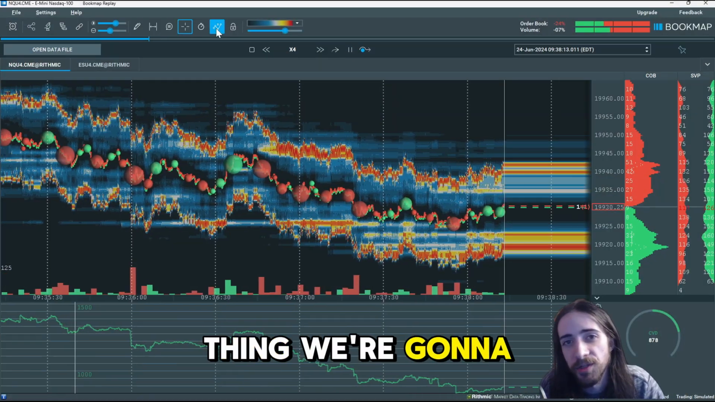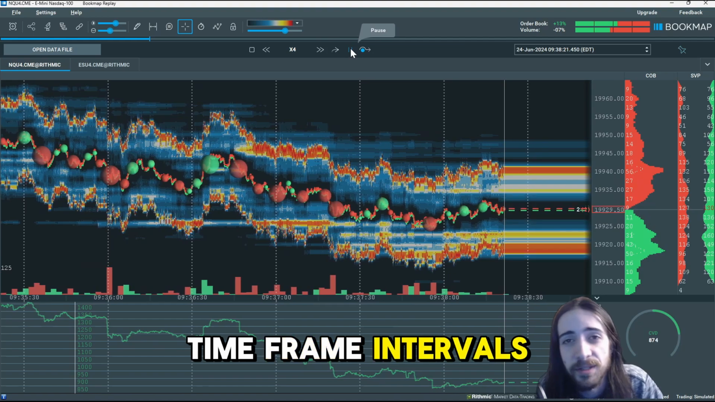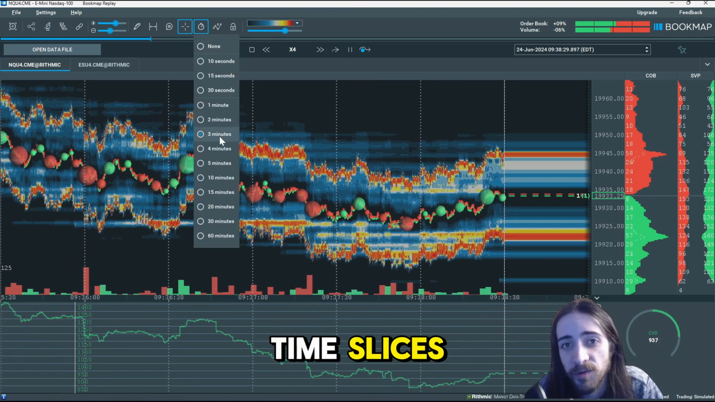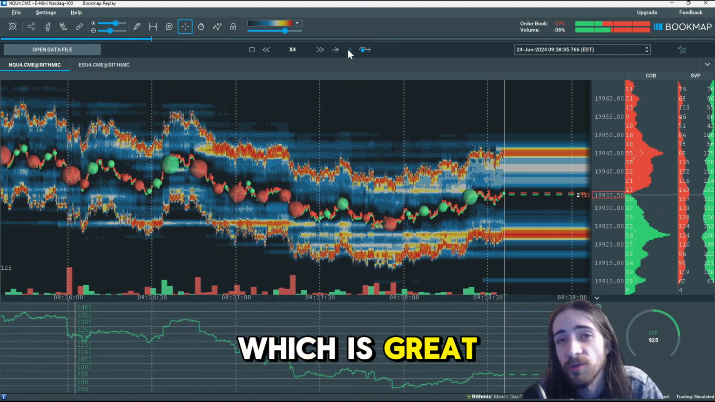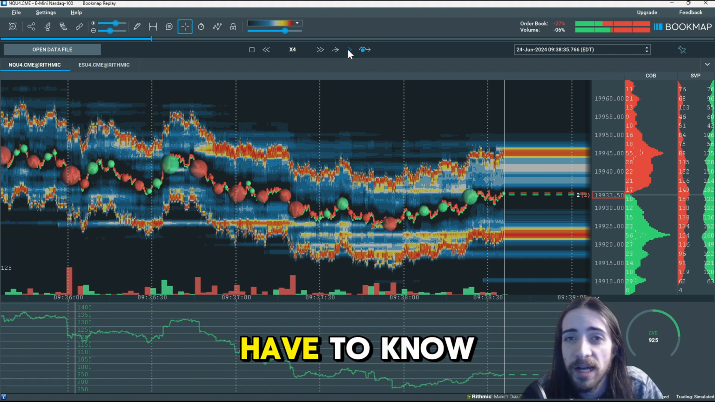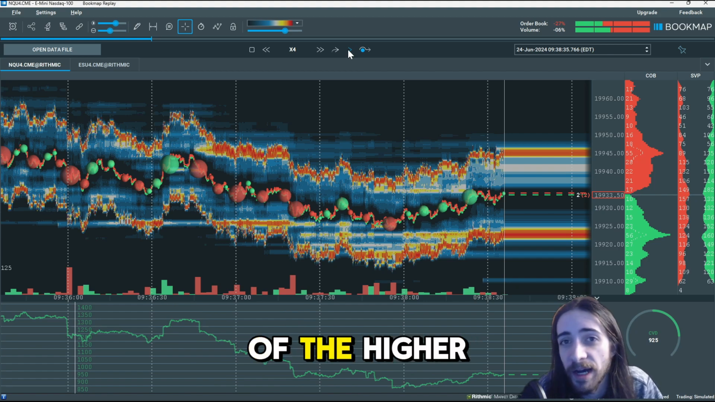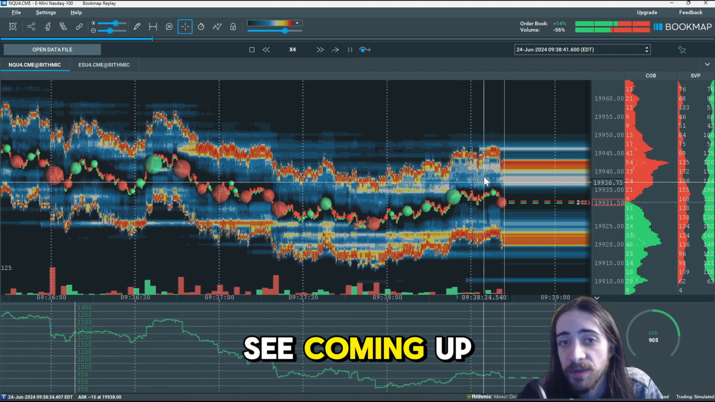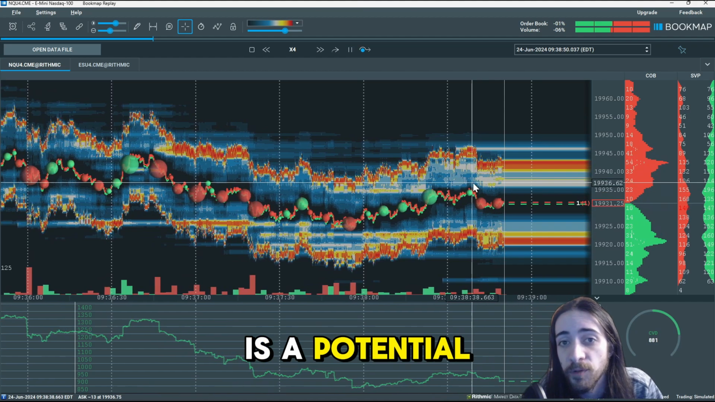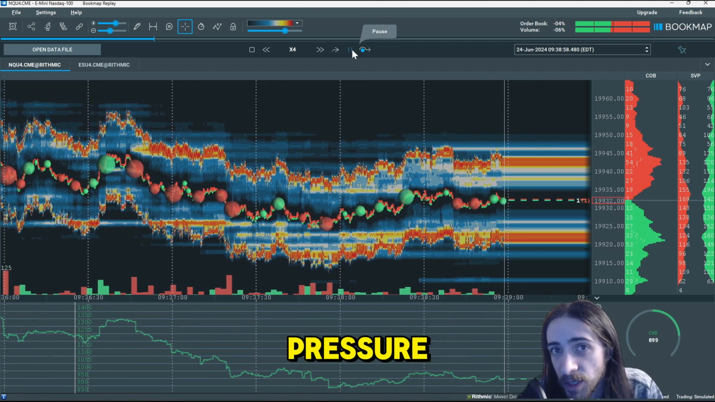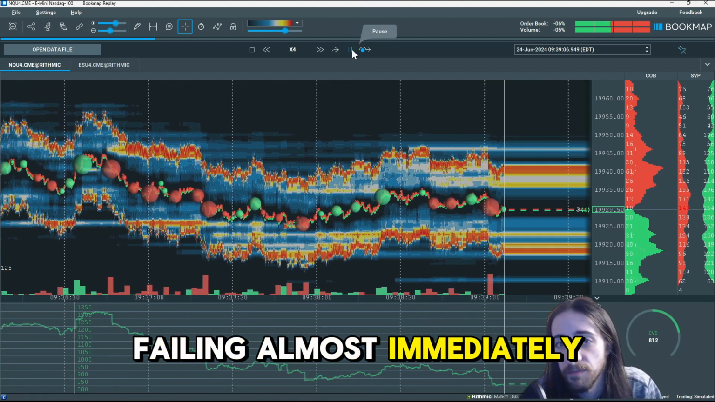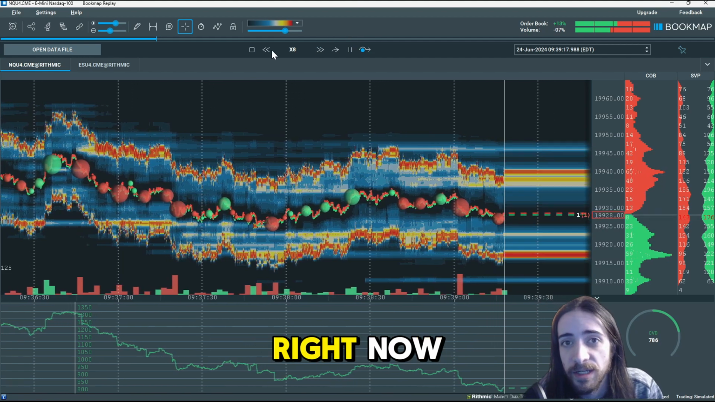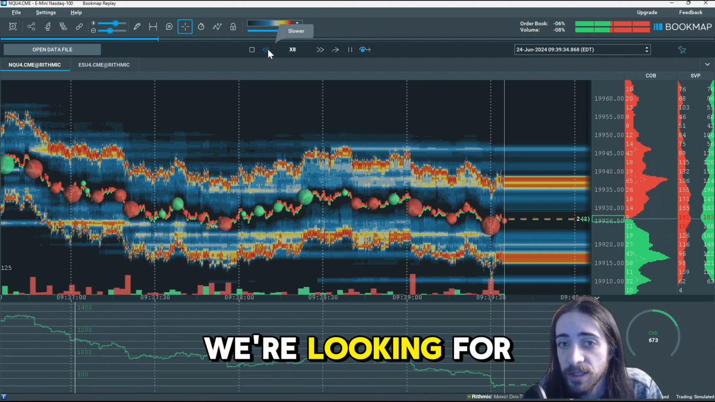So the first thing we're going to do is take a look at the lower time frame intervals, which is the time slices. Right now we're looking at the 3-minute, which is great if we're scalping, but we do have to know and be aware of the higher time frame, because what we see coming up over here is a potential breakout with a little bit of buying pressure that ends up failing almost immediately. So we're going to get to that right now, and I'll show you exactly what we're looking for.